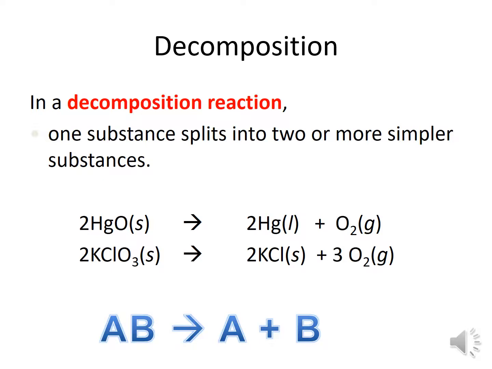Decomposition is simply the reverse of the combination reactions. One substance splits into two or more simpler substances. For example, if you heat mercury oxide, it'll become liquid mercury and give off oxygen gas. If you heat potassium chlorate, it'll become potassium chloride and give off oxygen gas. Both of these would be examples of decomposition, AB making A plus B.